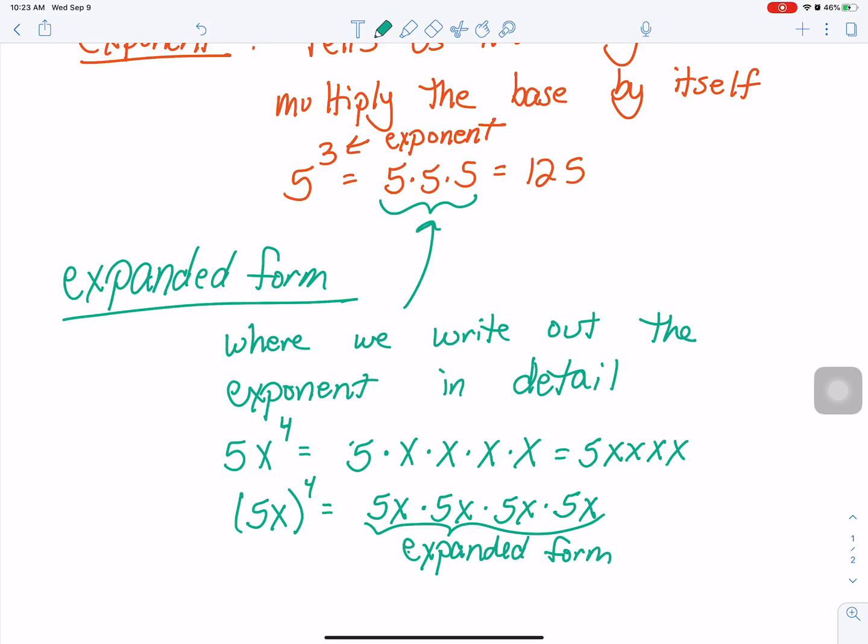Either this one here or this one here, these are both expanded form. As we're working through this unit, we're going to be writing things out in expanded form because that helps our brain to picture and visualize what's happening. And then we will be working on simplifying them afterwards if there's something that we can simplify.